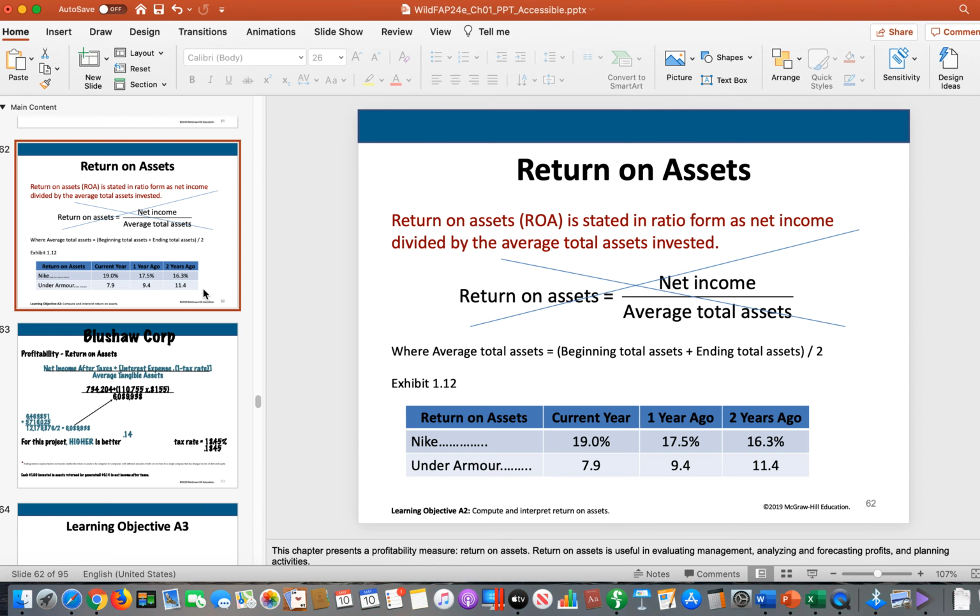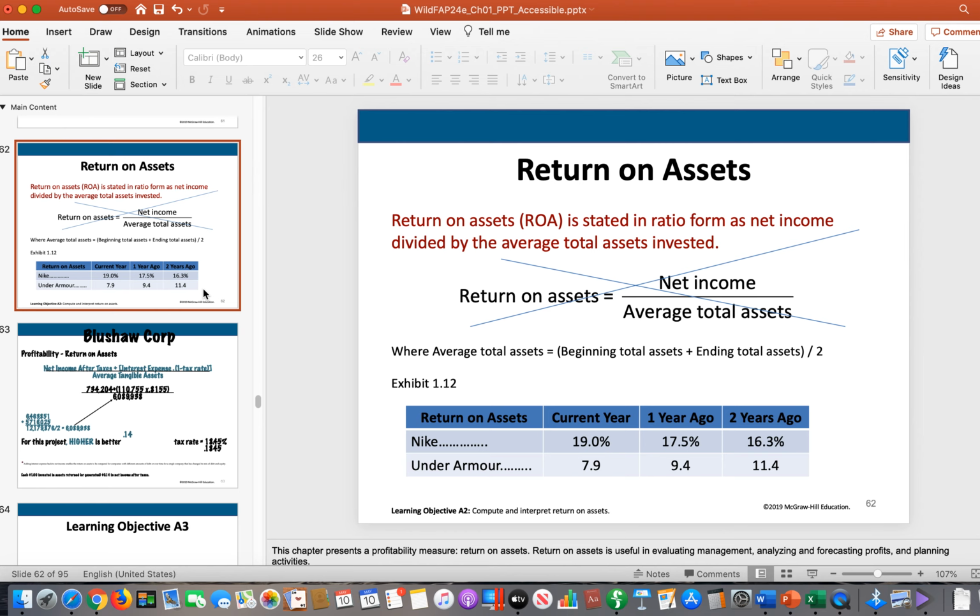Now it says average total assets, and whenever you see the word average, it covers two accounting periods. They describe it as beginning total assets plus ending total assets. I'll put it this way. You have 2 years. You have, let's say, the year 2018, what the total assets were, and the total assets for the year 2019. Add them together and divide by 2.